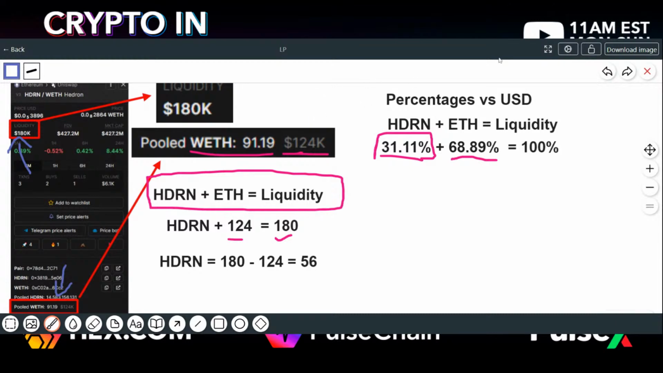It pulls up at the top, right? This is when you search. If you click liquidity and type Hedron in the search bar, it'll show you the highest liquidity on the first one generally. And that was this. Okay, cool. So pooled WETH 9119. That's $124,000 of pooled WETH. That's how much is in the V3 liquidity pool. When you pool 2 assets, you have to put in 2 assets. So this is showing one side of the asset. Now percentage versus USDC, Hedron plus ETH equals liquidity. So this is 31% of the active liquidity right now, rather than 68.89% of the liquidity over there.